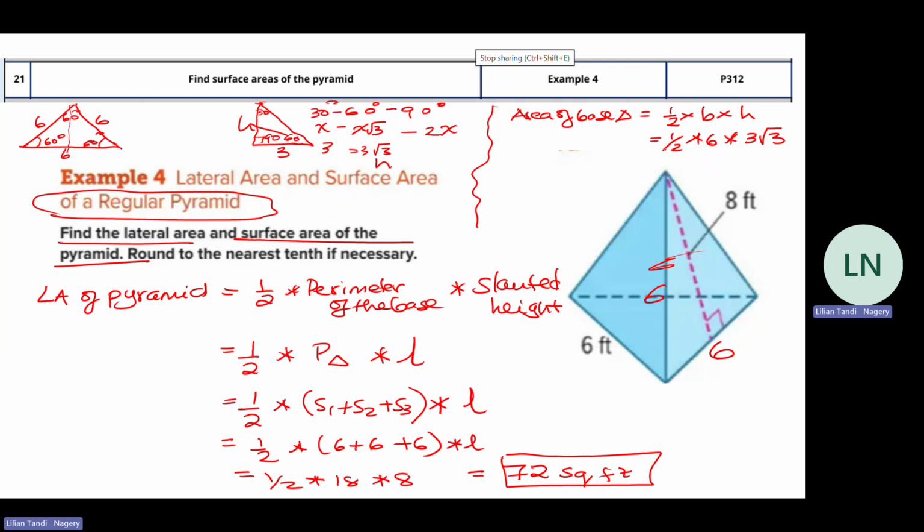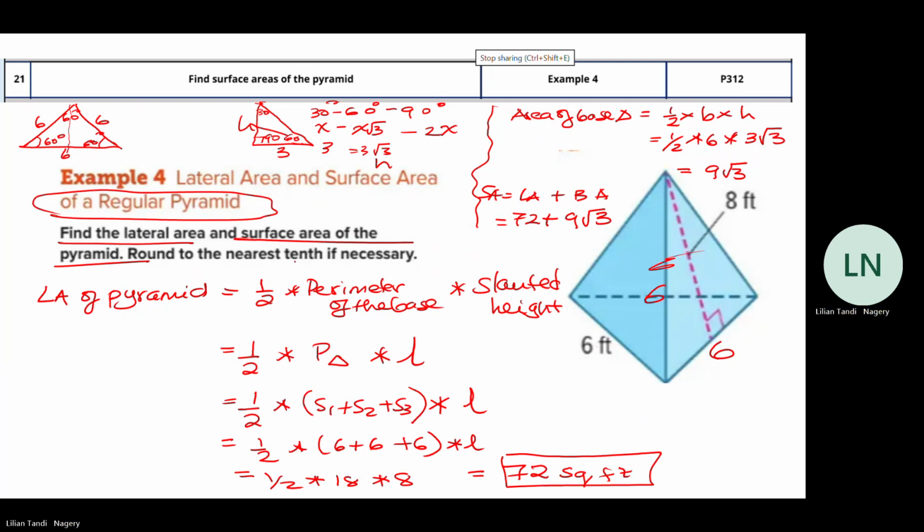So now, what do I need to do? Half of 6 will be 3, and 3 times 3 is 9 square root of 3. This is my base triangle, the area of the base. So now remember, surface area equals lateral area plus base area. Lateral area, you got it over here, 72. Your base area is 9 square root of 3.